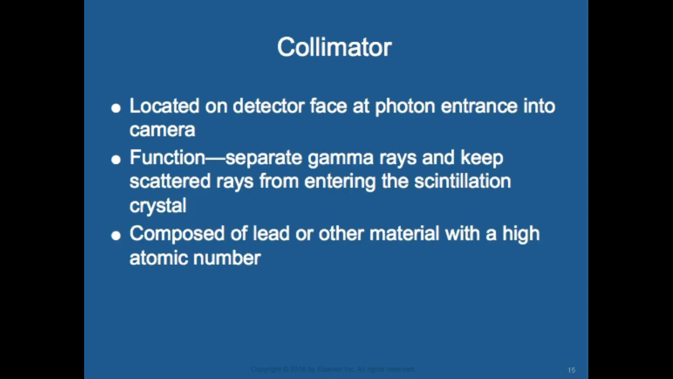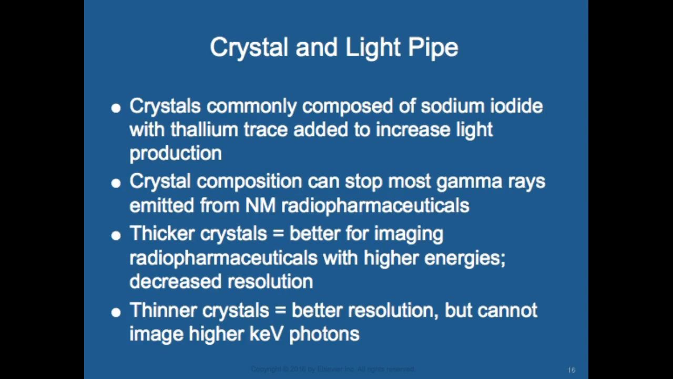So the collimator is located on the detector face, at the photon entrance into the camera. So they'll collimate, so that they just receive the radiation from the patient in a certain area. The function is to separate gamma rays and keep scatter rays from entering. So just like us, they have scatter rays, and they want to keep those scatter rays from entering into the diagnostic data. It's composed of lead or other material with high atomic number.